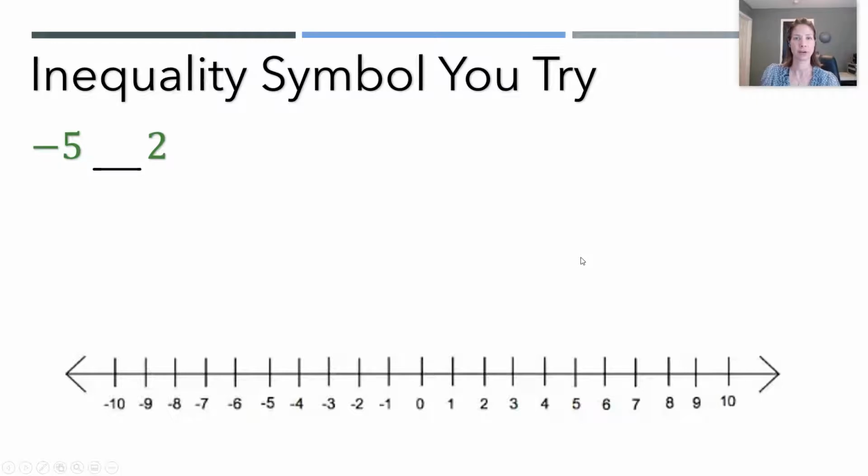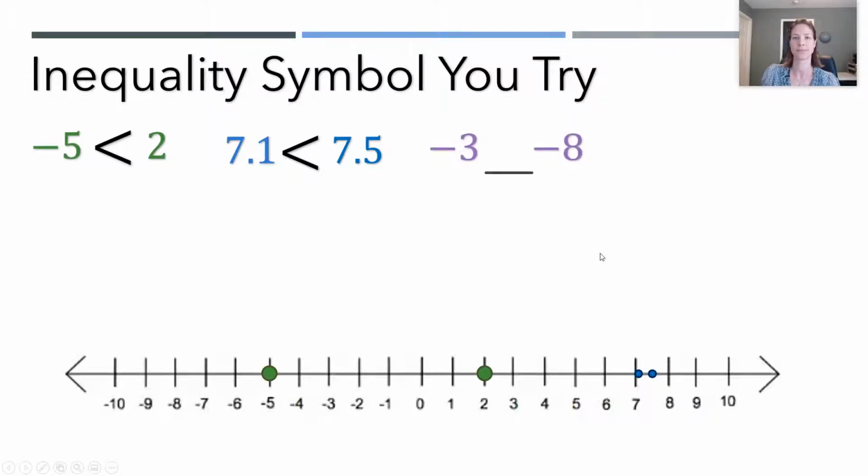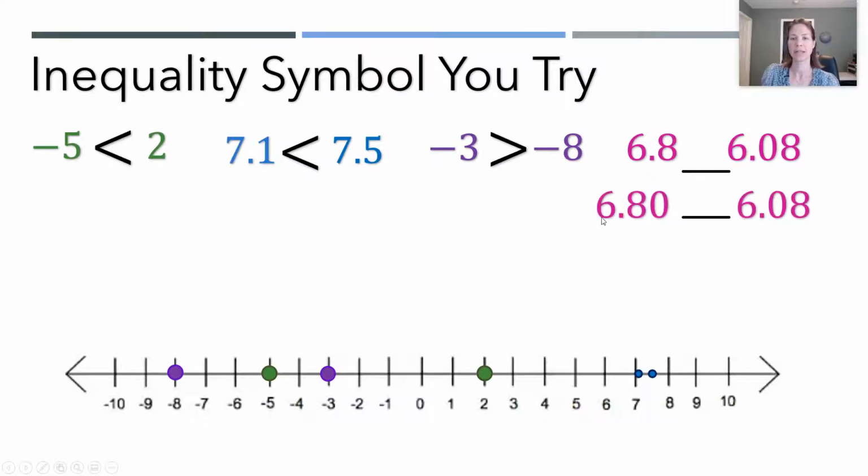Here are some for you to try. Well, a negative will always be less than a positive. A tenth is less than 5/10, so therefore it's like that. So if you look at a number line or think about it, negative 8 is further to the left and it's a smaller value than negative 3. And here, if you think about money, $6.80 is more than $6.08, so therefore 6.8 is greater than 6.08.